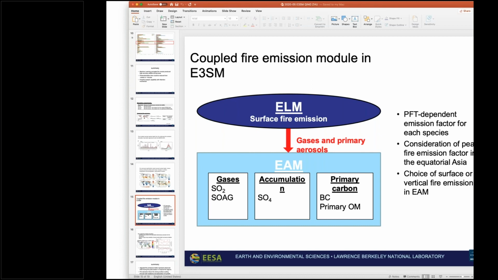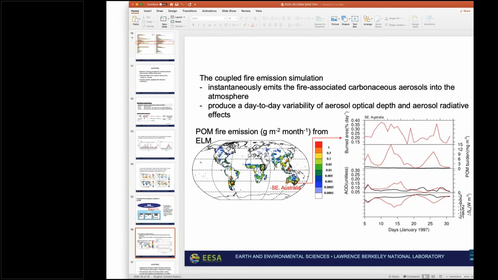So this is a more recent work done by Li Xu. She actually provided PFD-dependent emission factor for each species, carbonaceous species, sulfur species, emitted from the land surface because of a wildfire, and then put that into the EIM, and so that we can simulate the aerosol burden and also the ALD, and then consequently the surface climate change prognostically. That means the E3SM now is able to first simulate the land surface fire emission, then at the same time propagate that into the atmosphere, and then simulate the consequence of this land surface, the wildfire emission.